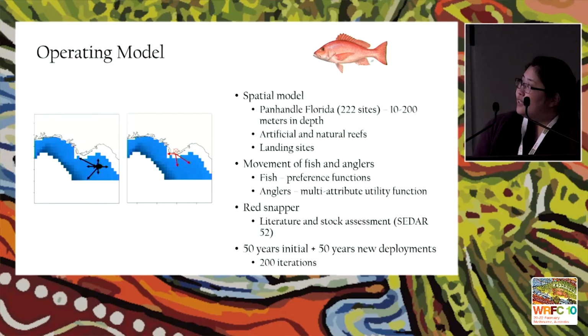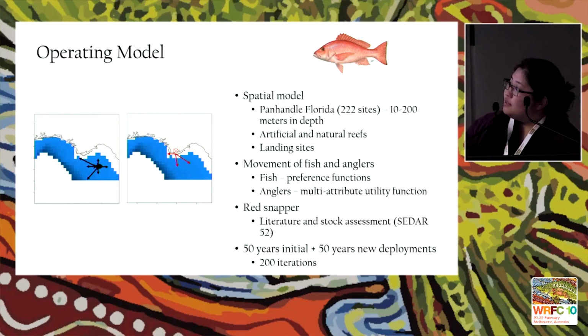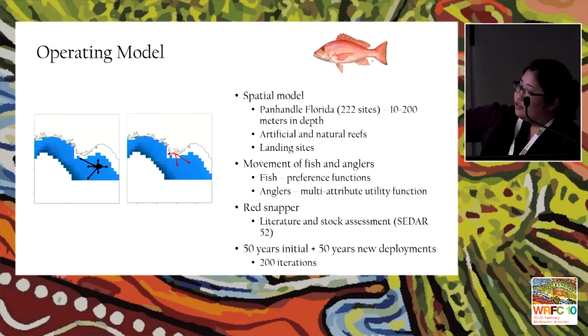We created a spatial model, and this represents part of the Panhandle, Florida, which is west and north. It's a grid system, and in each cell you could place as many artificial reefs or natural reefs as you like. And then on the shore you could place landing sites, so where the fisheries come from. Because of this grid system, I could control how the fish and anglers are moving through the space.